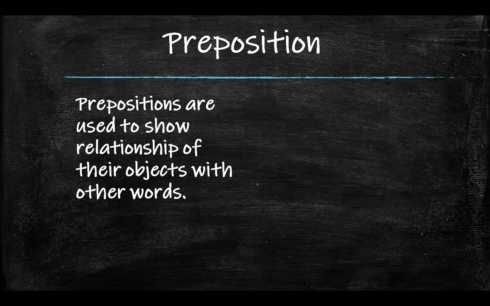Prepositions are used to show the relationship of their objects with other words. So what are the objects of prepositions? I've already introduced the concept of object of preposition in my earlier lessons. To give you a very quick recap, prepositions are always used in combination with nouns or noun equivalents. In the kitchen, on the table, over the wall, along the street, in the glass, into the river. Glass, river, street, kitchen, all these words are nouns.